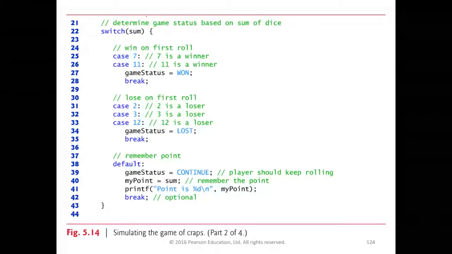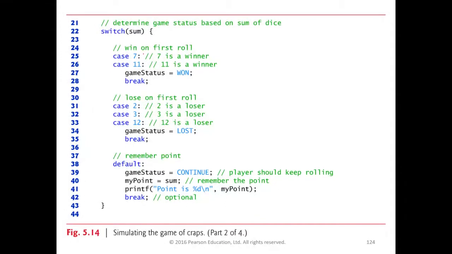So we first have a switch statement. What does the switch statement do? The switch statement is based on the variable sum. And as soon as it sees a case of either 7 or 11, it says okay, user wins. So it sets gameStatus to WON, and then it breaks the switch statement.